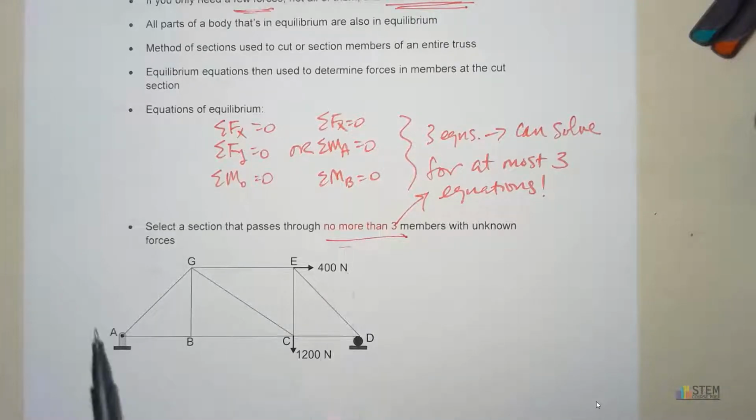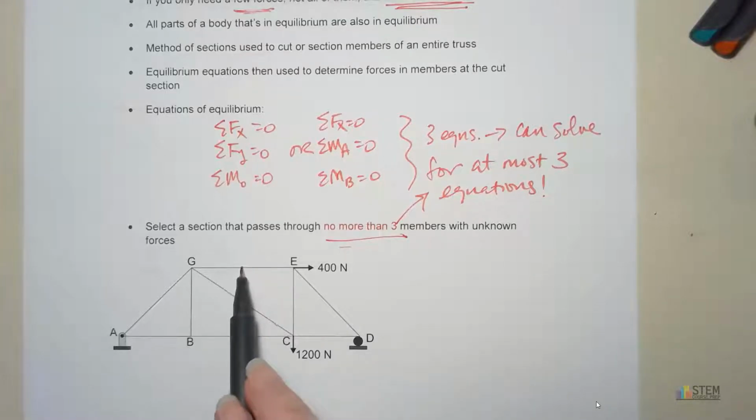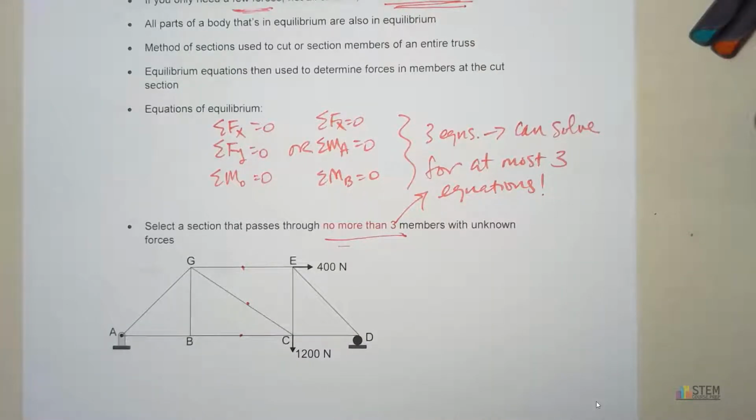Now let's look at this one. We're not going to solve this problem. I'm just going to show you how to set up the free body diagrams on this one. So let's say for this one, I want to find the forces in members GE, GC, and then BC. I want to know these 3 forces. Okay? I don't care about these over here and over here. So I don't need to use method of joints because I only want 3 things. We're going to use method of sections.